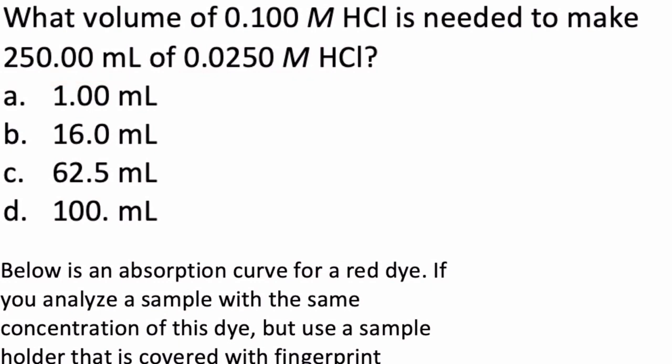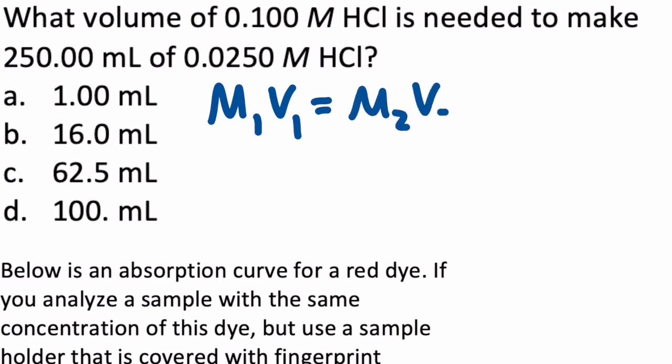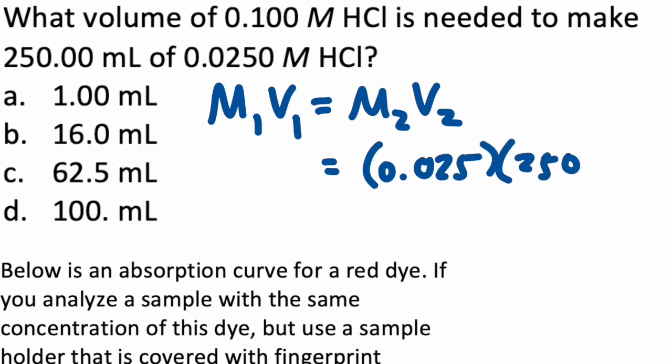solution? This is the dilution equation. M1 V1 equals M2 V2. Remember when they give you a volume and a molarity and you put that "of" in between? Those go together. So 250 mL of 0.025, I can put those for M2. So 0.025 molar and 250 mL. And then my initial molarity is 0.1.